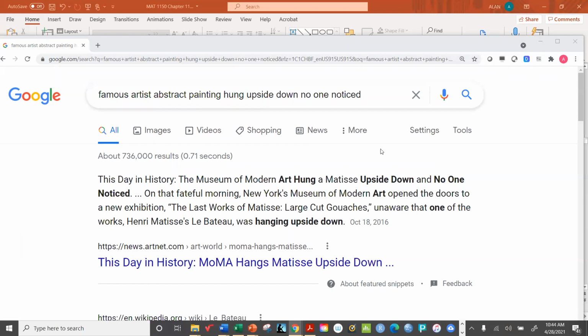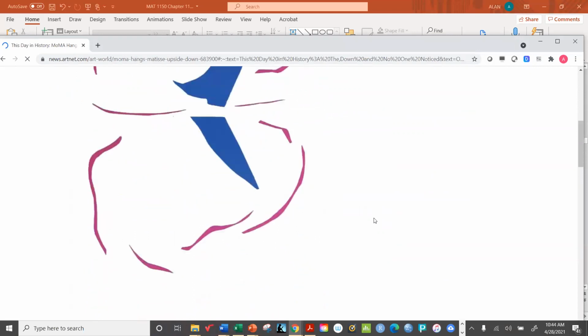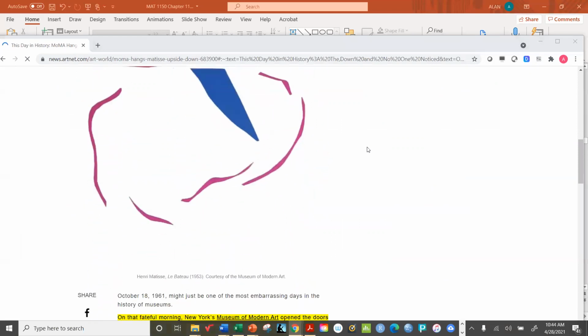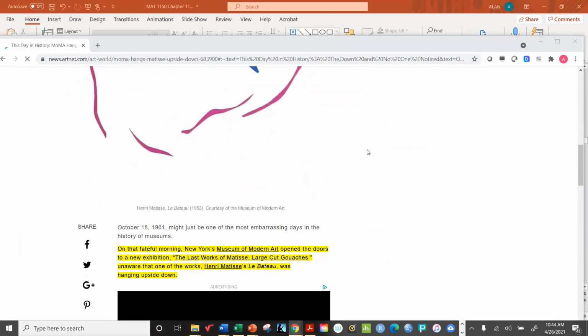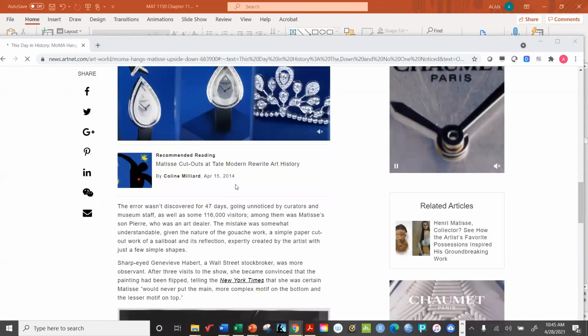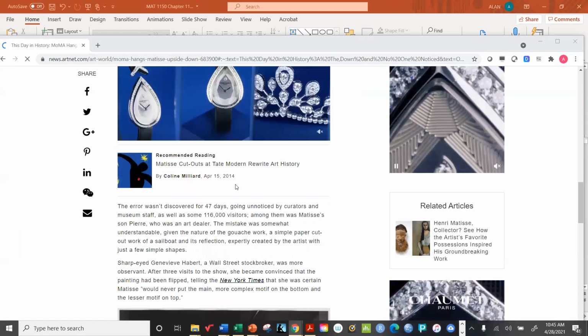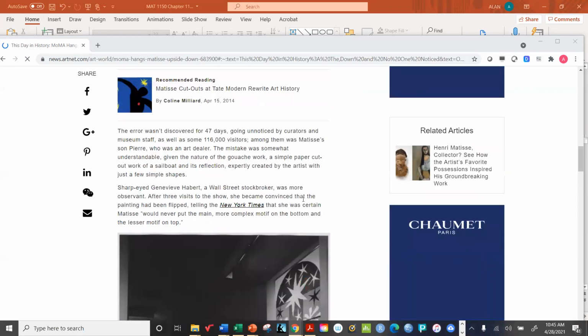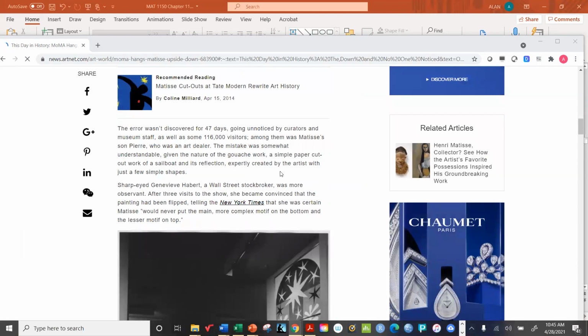Oh my God. Well, then Matisse isn't obviously the one who noticed it. Somebody must have come in and said, listen, you clowns, you hung this thing upside down. Wonder what this thing looks like that nobody would have noticed it. Oh, well, okay. I think we get the picture. How would you know? Oh boy. Well, it was undiscovered for 47 days and 116,000 visitors. Oh, here we go. It was Matisse's son, who's an art dealer, and he didn't notice either. Okay, but a Wall Street stockbroker was more observant.